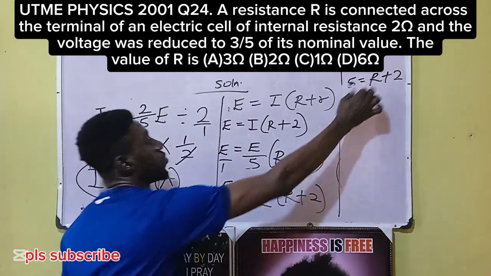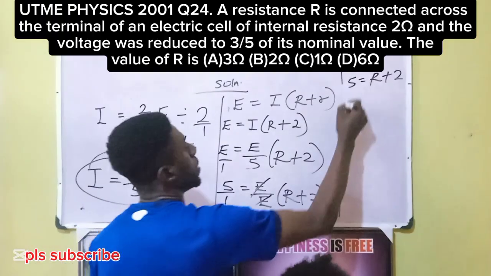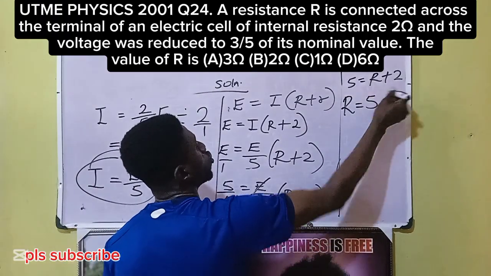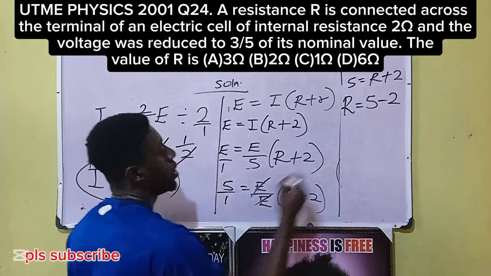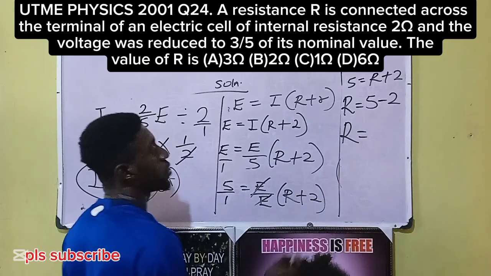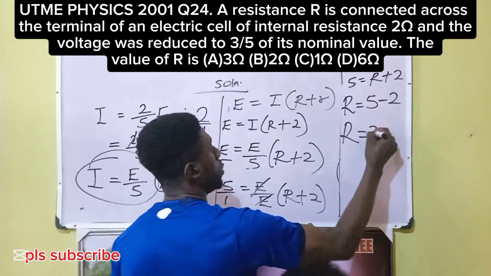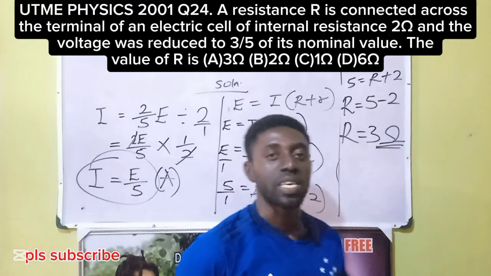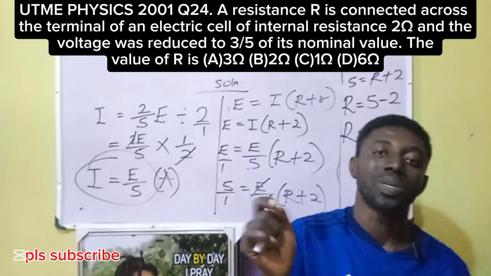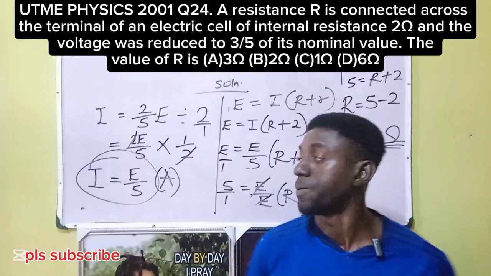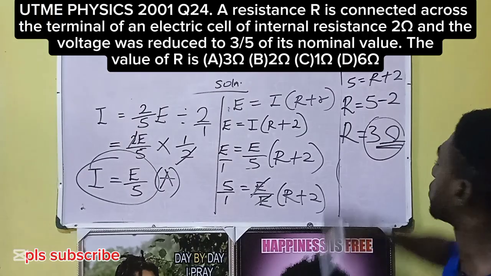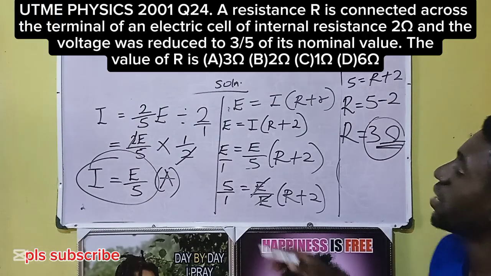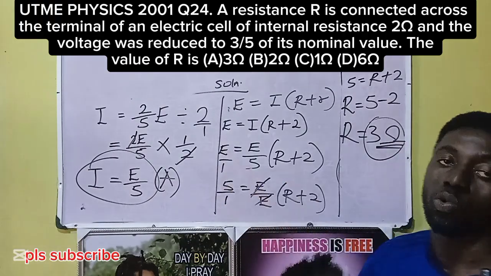Then our concern is to find R. Make R the subject, 2 goes to that side, minus 2. Then external resistance becomes 5 minus 2, which is 3 ohms. Then let's go back and check if the external resistance is greater than the internal resistance. That's what it should be. So our external resistance is 3 and internal resistance is 2.